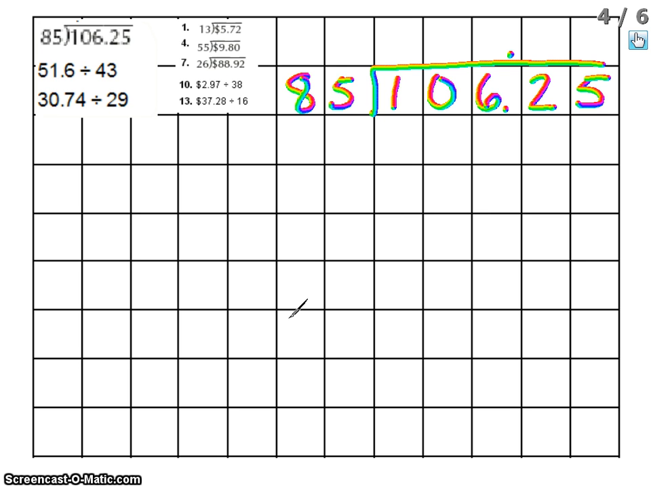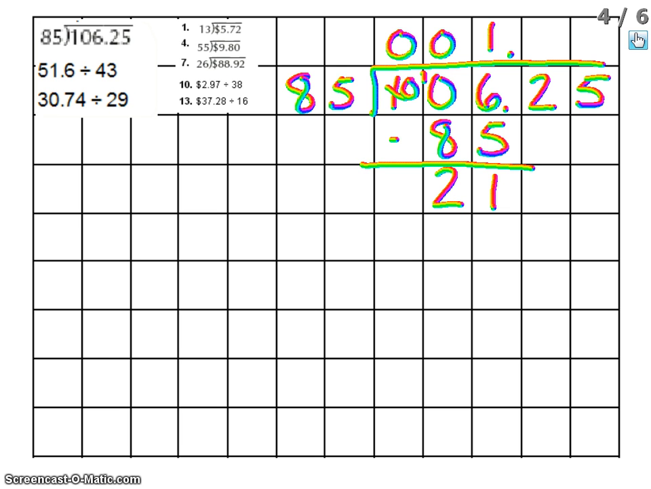Okay, so first we take 85 and think about 85 going into 1. That does not work. 85 cannot go into 10, but I do know 85 can go into 106. I'm going to say one time. So we've divided, now it's time to multiply. 85 times 1 is 85. Now it's time to subtract. 6 minus 5 is 1. We cannot take 8 away from 0, so we're going to borrow. Make that 0 into a 10. So now we have 10 minus 8, which gives me 2. I'm going to check. 21 is less than 85, so I can bring down my next number. Now I'm going to start dividing all over again.